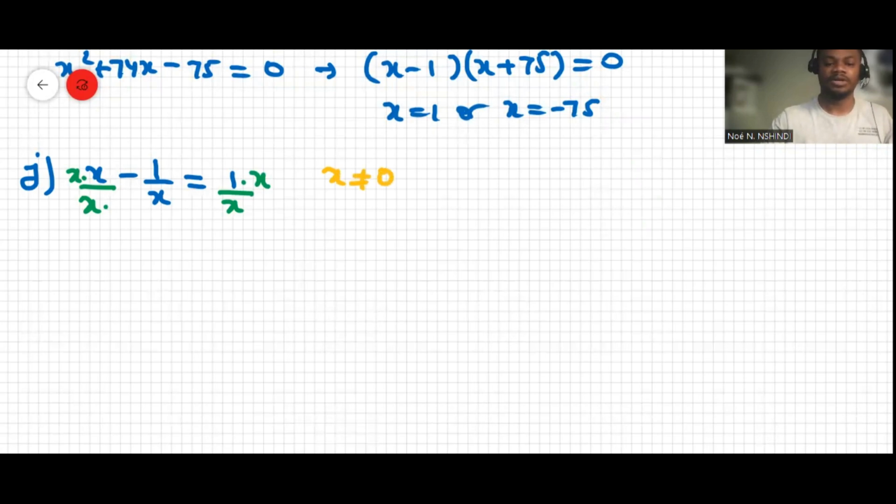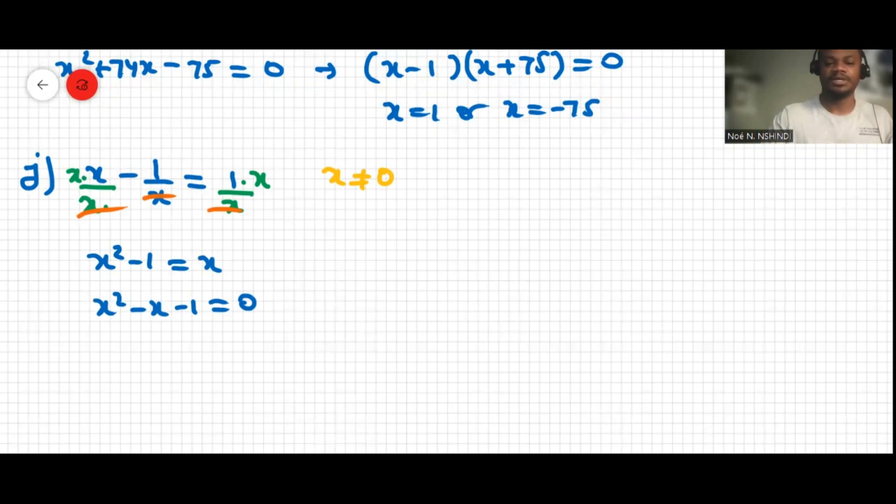Now that the denominators are common, we can just drop them and use the numerator, which makes x squared minus 1 equal to x. So we can move the x over, that makes x squared minus x minus 1 equals 0. Now, obviously, this is a type of equation we can solve by completing the square. Okay, I call it a type of a prime equation.